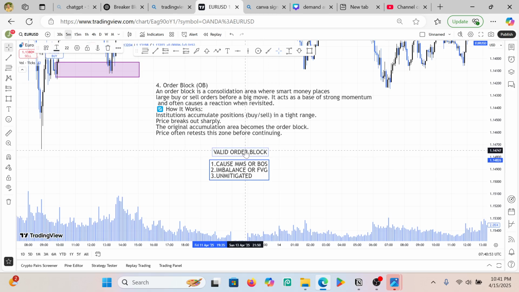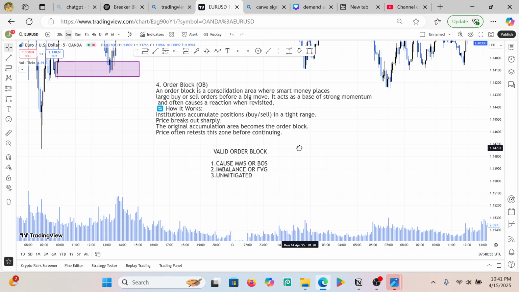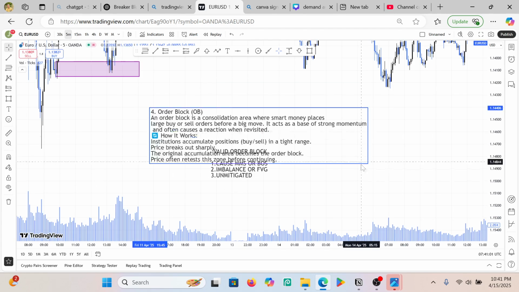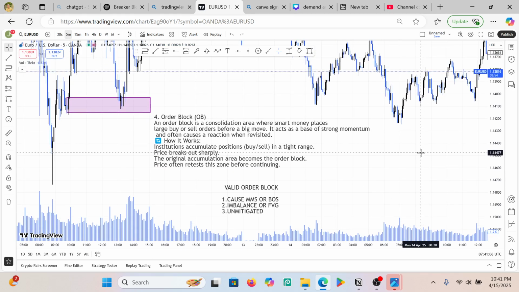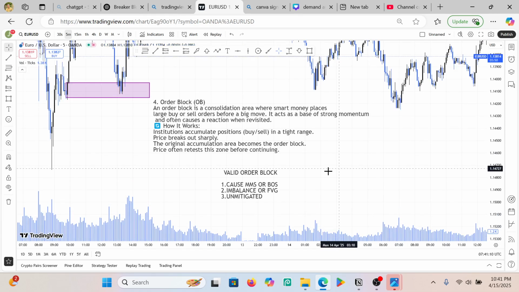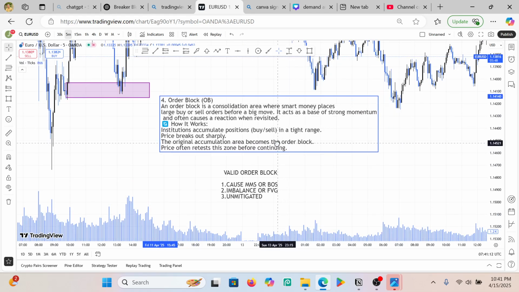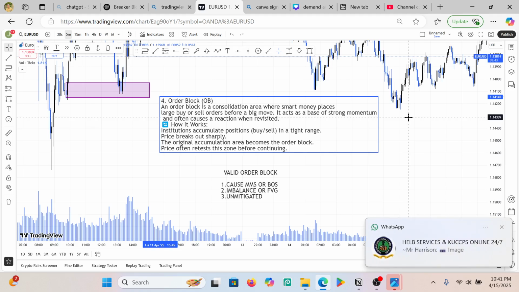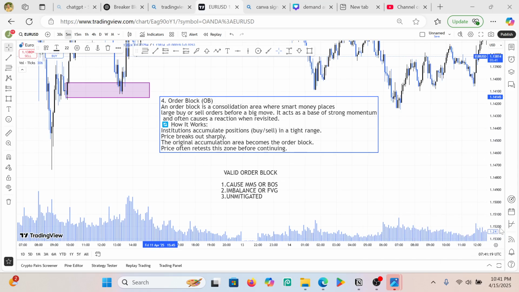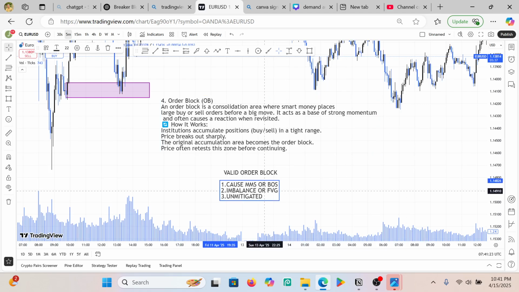In smart money concept, we know that we have many types of order block. Any candle or accumulation in the market can be an order block, but there are points you are supposed to consider before taking any buy or sell opportunity.